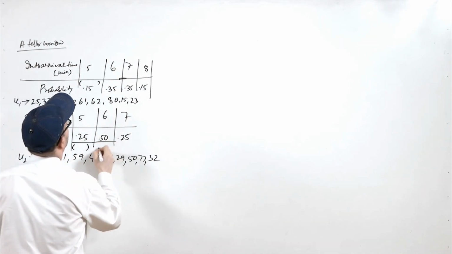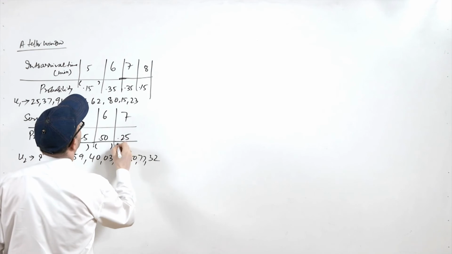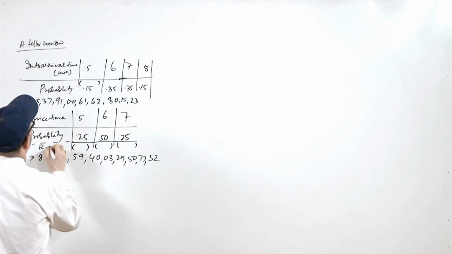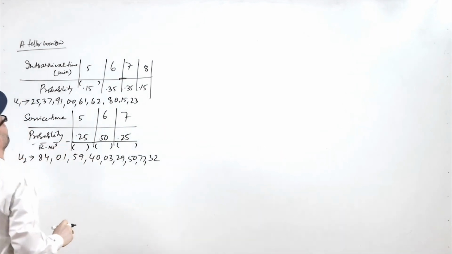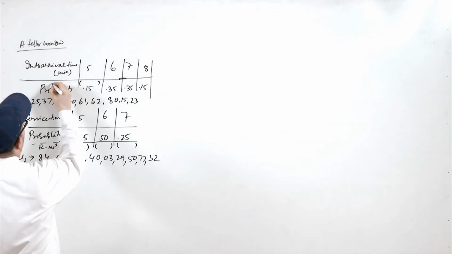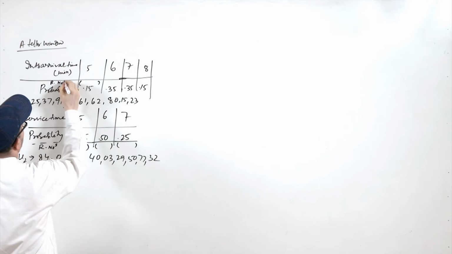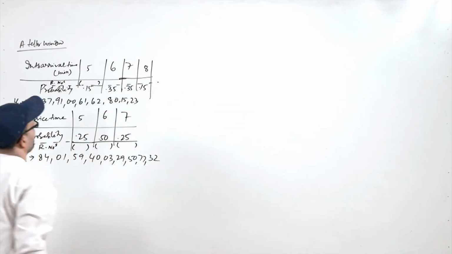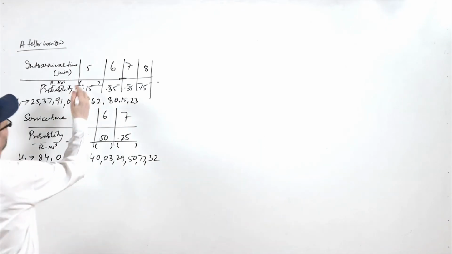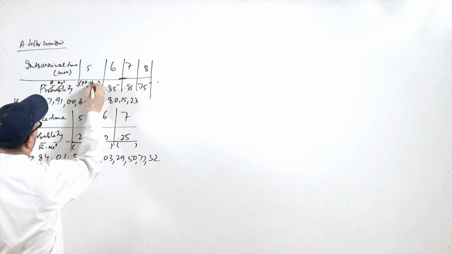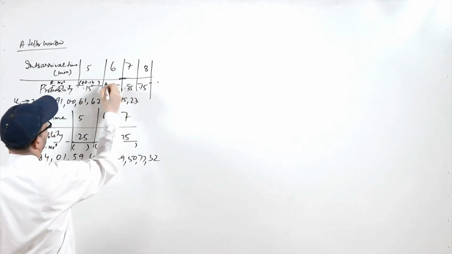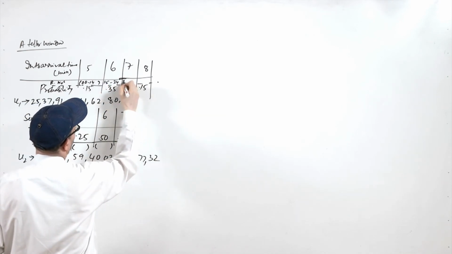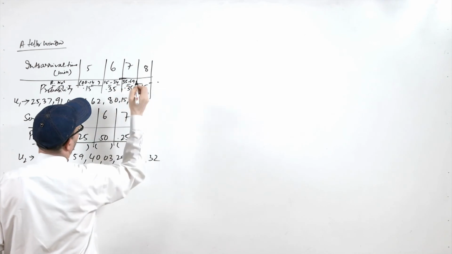Here the space is less, so we can write in the brackets itself the random numbers which will be assigned falling in this. Similarly, you will have random numbers. As you see that this is 15, so 00 to 14. Similarly, you will have 15 to 34 and 35 to 69.